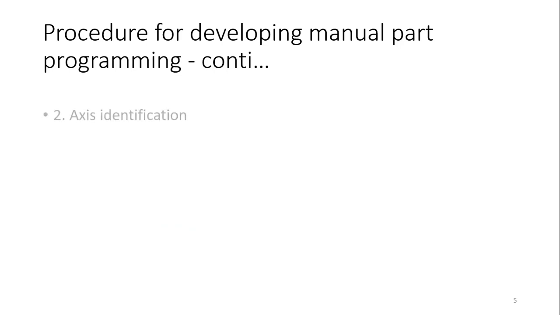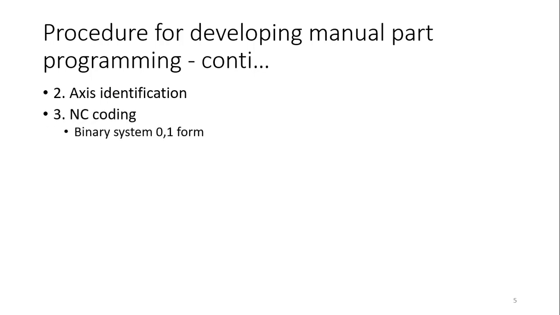Then the procedure continues. The second is axis identification. Axis identification is the same as we discussed in the first unit. I'll upload the link for the axis identification in this video. If you haven't learned it, just go to the axis identification and learn how to find the axes of different machines. This is easier.